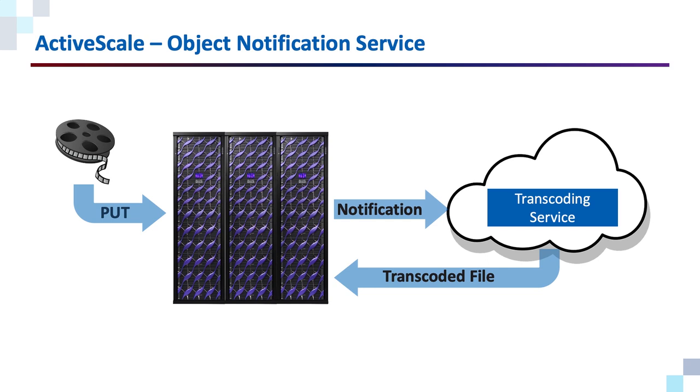It gives you access to the full array of cloud-based services, but since you're storing the data locally, you can avoid the storage fees that would normally be charged by the hosting provider. Also, keep in mind that ActiveScale uses the S3 API as its native interface, which means it's really easy to integrate ActiveScale with your existing cloud-based services.